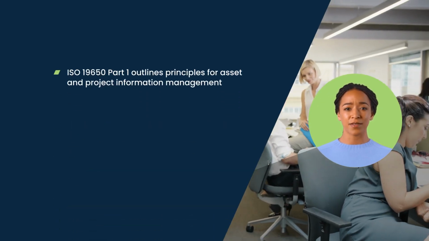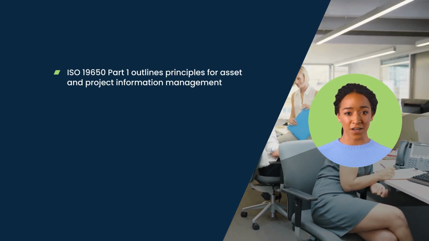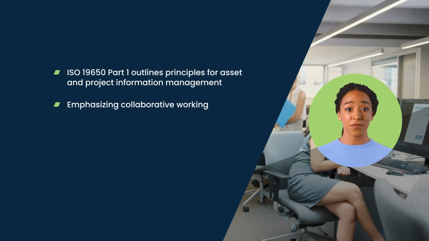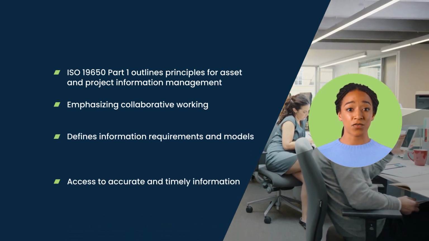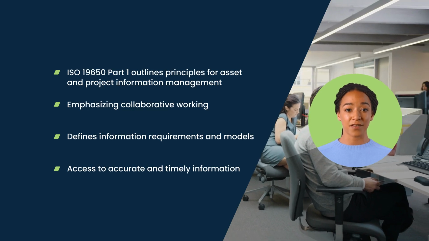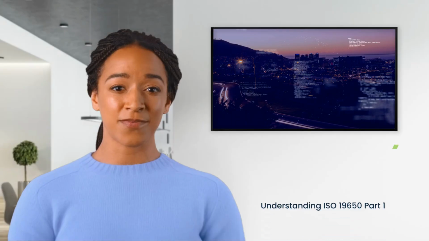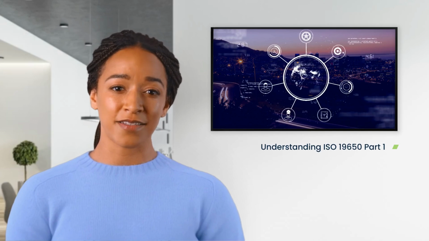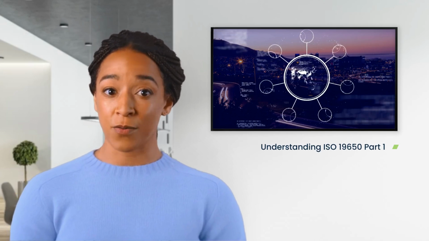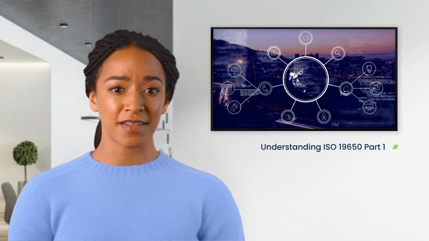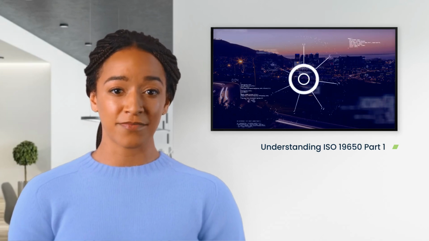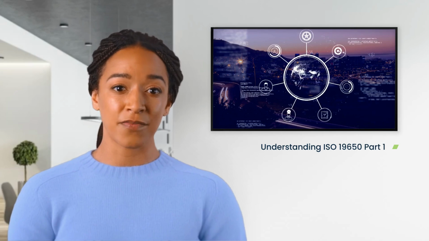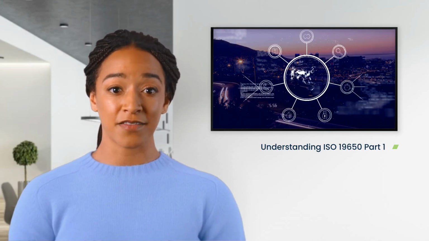ISO 19650 Part 1 outlines principles for asset and project information management, emphasizing collaborative working. It defines information requirements and models, ensuring that all stakeholders have access to accurate and timely information. Key steps in applying ISO 19650 Part 1 include understanding the standard, establishing information requirements, and appointing an information manager. These steps ensure effective information management throughout the asset's lifecycle.